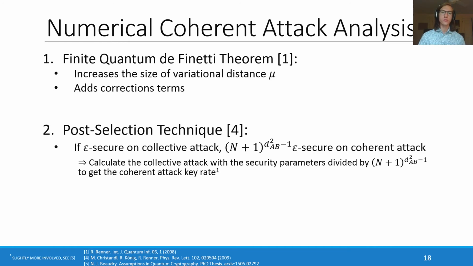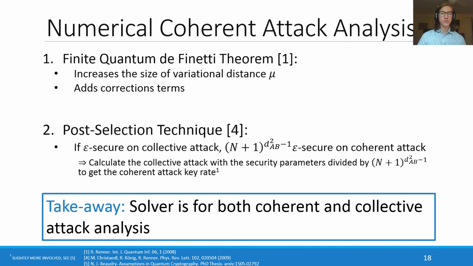Second, one could use the post-selection technique, which says that the epsilon security on coherent attack is polynomial in the epsilon security of collective attack. It follows that one could just divide the epsilon security of the collective attack by the polynomial term that we're interested in, and then calculate the collective attack in that to determine the coherent attack. So the takeaway is that our solver can handle both coherent and collective attack analysis.